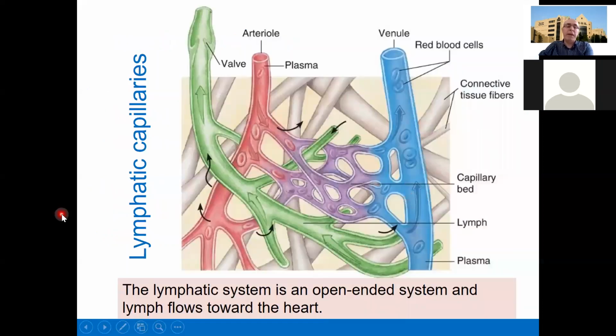Okay, here is about the lymphatic capillaries. It is a distinct difference: the lymphatic system is an open-ended system, and the fluid we call lymph flows toward the heart from our entire body.